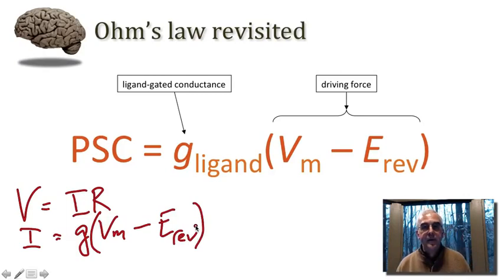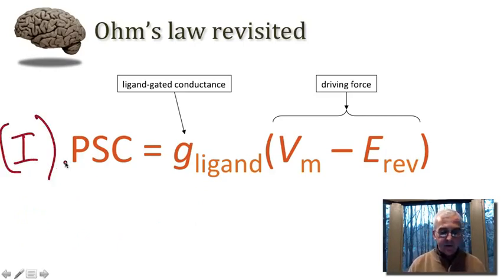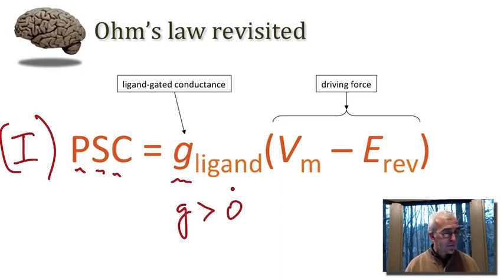So we can apply the very same principles to the movement of ions through a ligand-gated ion channel. What's different here is that the channel is gated not by voltage, but by the binding of a neurotransmitter to its receptor. So when we do that, what we see is that the current, which here is called PSC for postsynaptic current, is equal to the ligand-gated conductance, the G term, times the driving force.